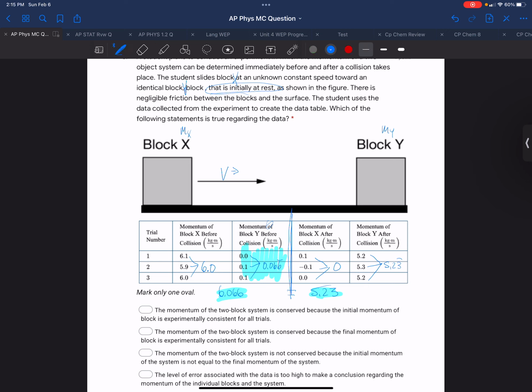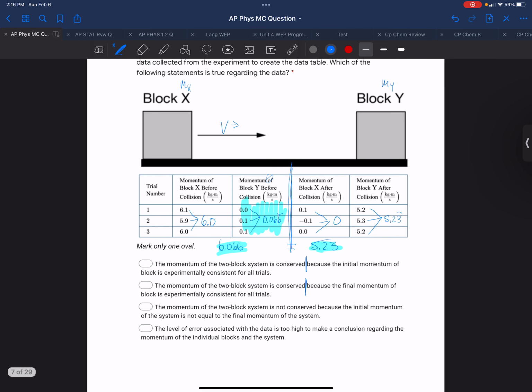So let's examine each of the choices. The momentum of the 2-block system is conserved. That doesn't seem to be the case. It seems to be that there's less momentum afterward. And the same logic applies to both these first 2 choices, at least in that first clause of the answer. The momentum of the 2-block system is not conserved. Well, that does seem to be more consistent. The level of error associated with the data is too high to make a conclusion regarding the momentum.